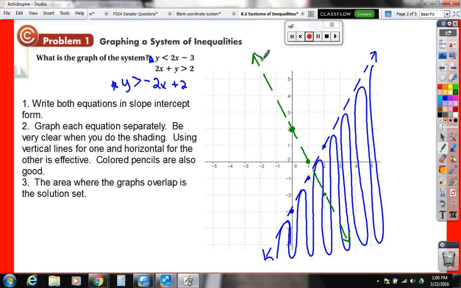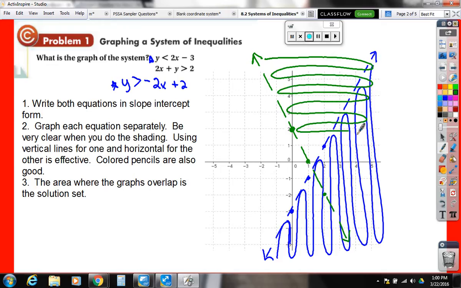Above it. Now, since I shaded up and down this way, one trick to help you see the overlap is to go horizontally for this one. Smart. So this makes it, plus the fact that I use 2 colors, and when you're working in class, you can use colored pencils if you have them at home. The area where it overlaps is the solution set. Remember, for inequalities, we don't just have one solution, we have lots of different solutions.